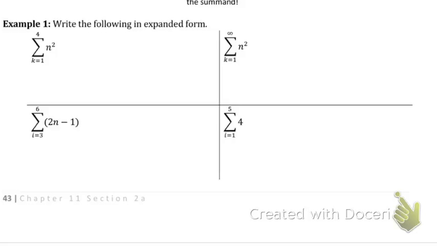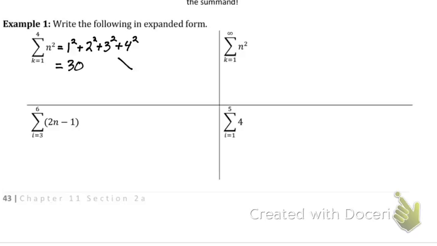Okay. Write the following in an expanded form. Once again, that 1 and 4 are our limits. We're going to start at 1, and we are going to end at 4 by plugging those values in for that n. So this is going to be 1 squared plus 2 squared plus 3 squared, and finally plus 4 squared. And this is going to come out to 30.